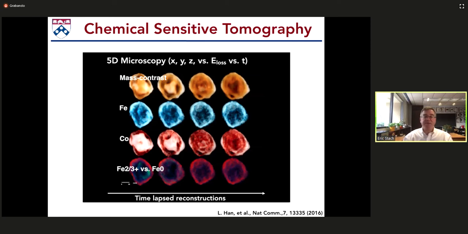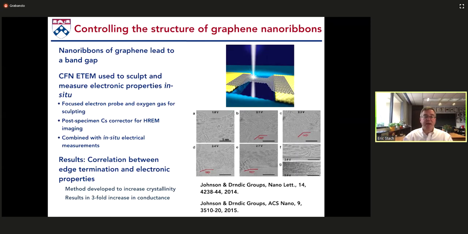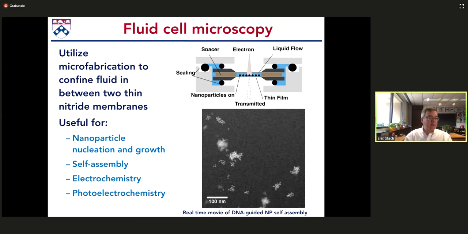We can do lots of different types of experiments that are dynamic. We can do things like look at how electron beams interact with our sample. In this case, we were sculpting graphene nanoribbons using oxygen to help do that, seeing the atomic scale changes, and in particular, looking at how we can correlate these features that we see in the image with changes in the electronic properties. It's possible to do liquid cell microscopy. Here's understanding how nanoparticles are guided by DNA through self-assembly.